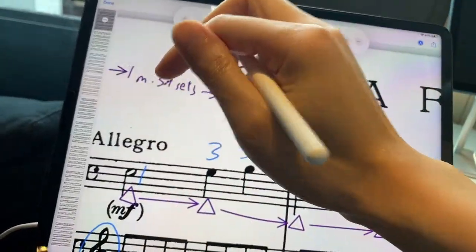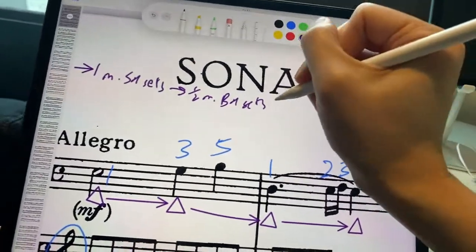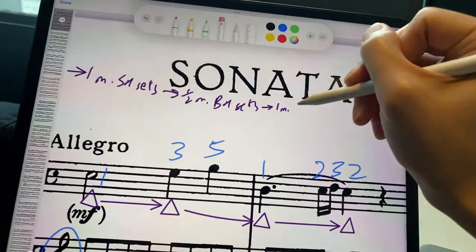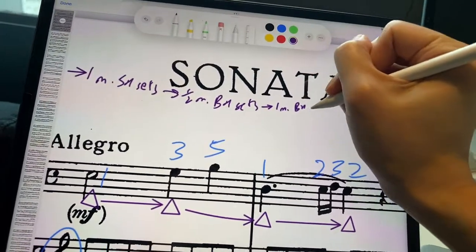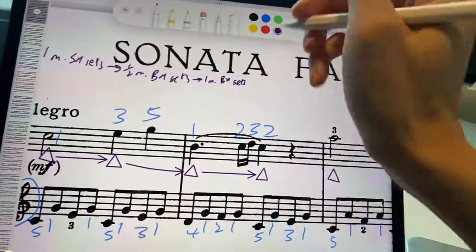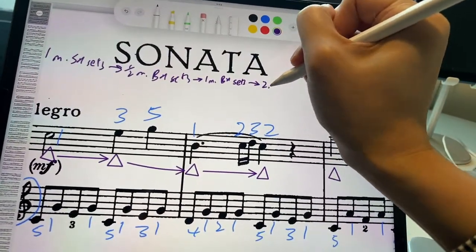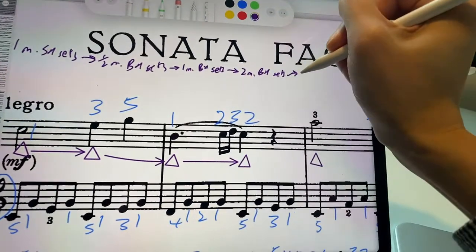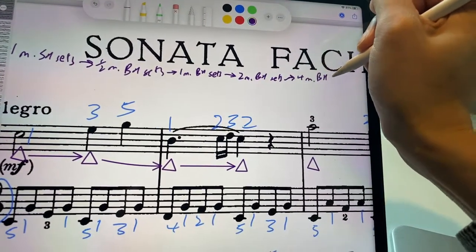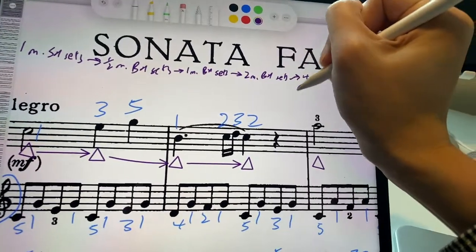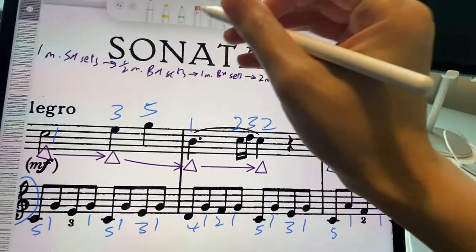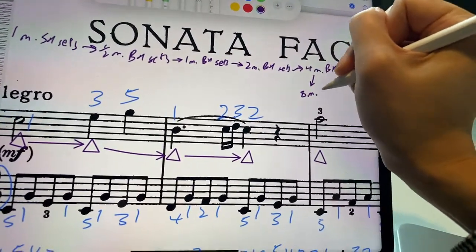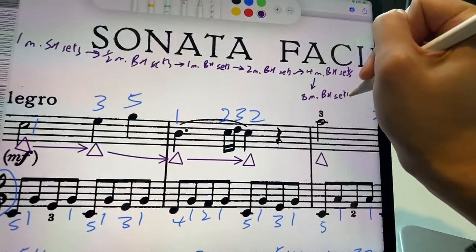So let's actually go here for a second. And let's say that then we have one measure both hand sets. Obviously, then we can have two measure both hand sets, four measure both hand sets, and so on. Let's say that we have one more. Oh, the arrow did something a little weird. Eight measure both hand sets. So that's probably enough for this example.